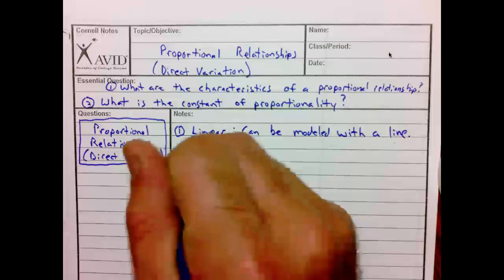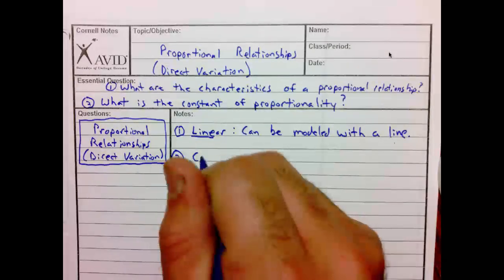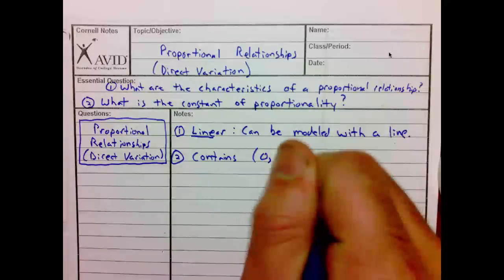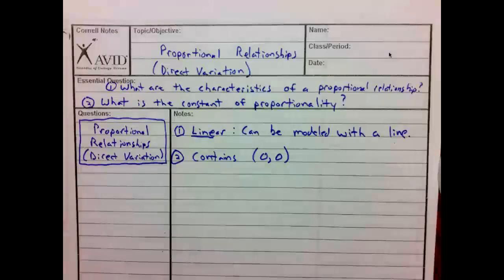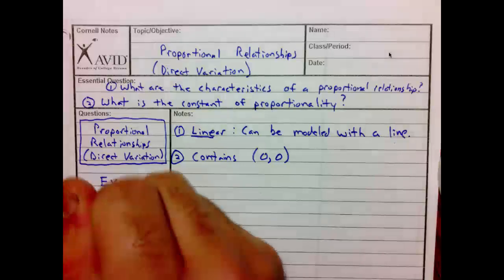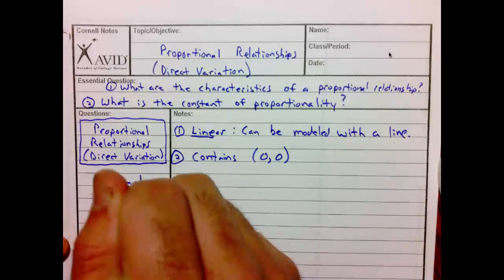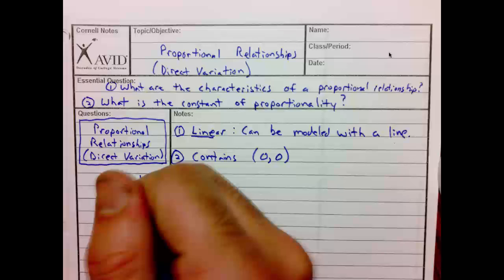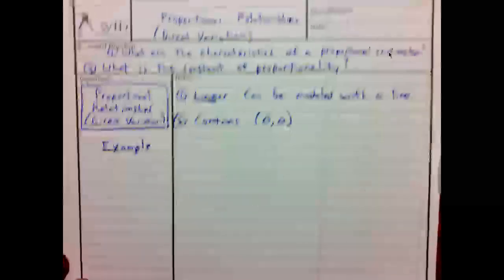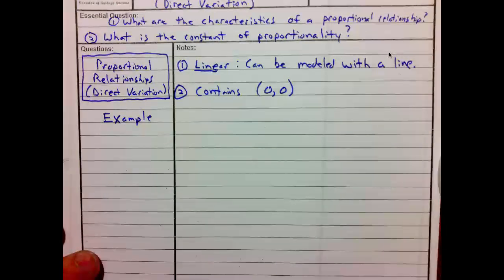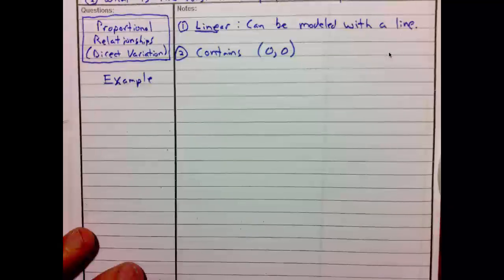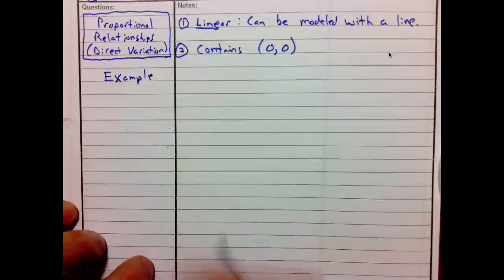Number two, it will contain the point 0, 0. Let's investigate an example. Proportional relationships, they are something that we see all over the place. In your experience in math, you've dealt with many proportional relationships. We typically think of cross multiplying when we think of a proportional relationship. Here would be an example.